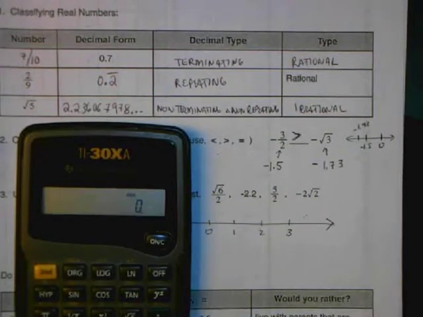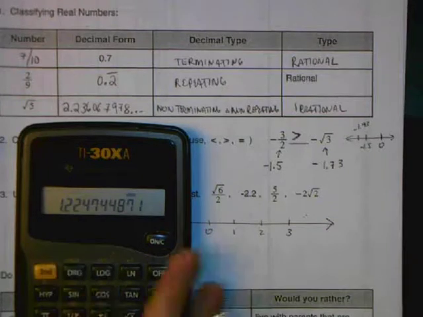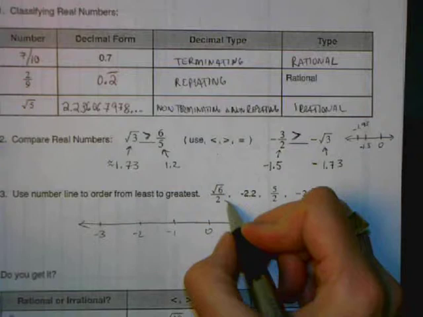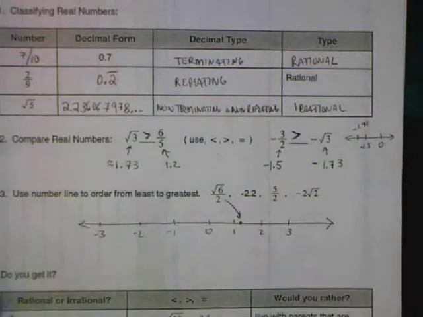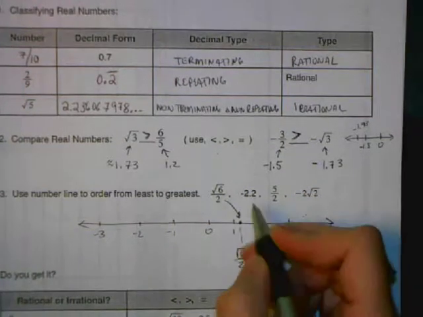So the square root of 6 over 2. First, I take 6 and find its square root, and that's that ugly number, and then I divide that by 2. This gives me something that's approximately 1.22. So I would put that on my number line about there. So this is the square root of 6 over 2.